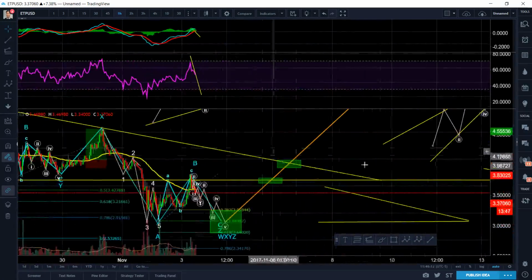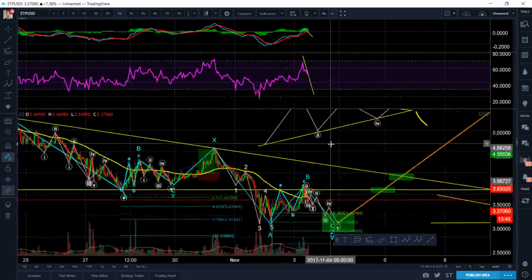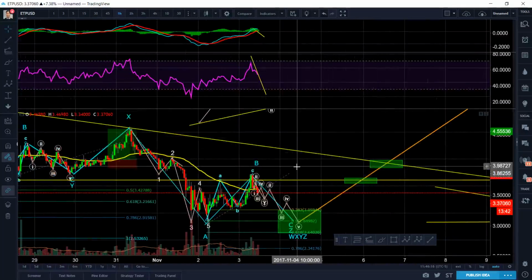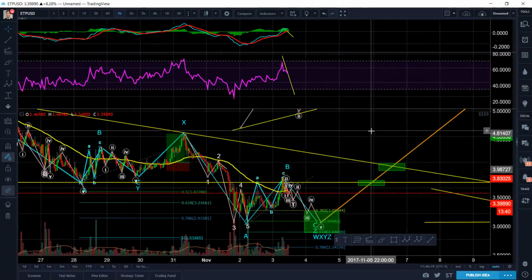So there you guys have it. That is my Elliott Wave analysis combined with some fundamental analysis there using Fibonacci and some targets. So have yourselves a great day, guys.